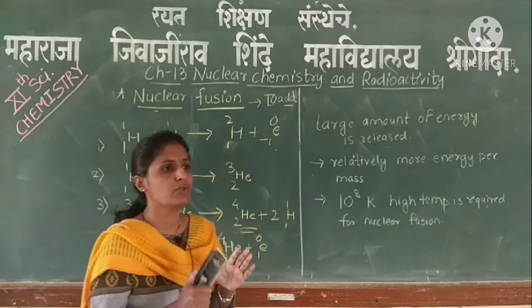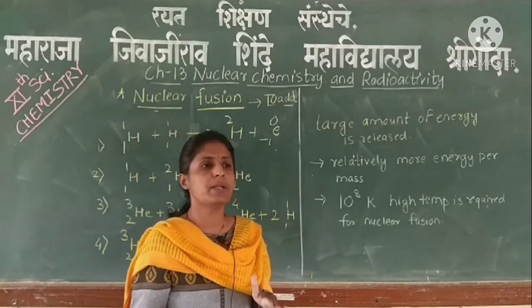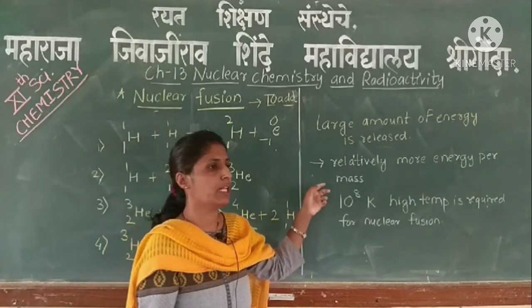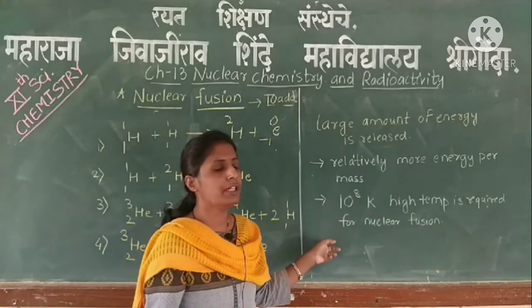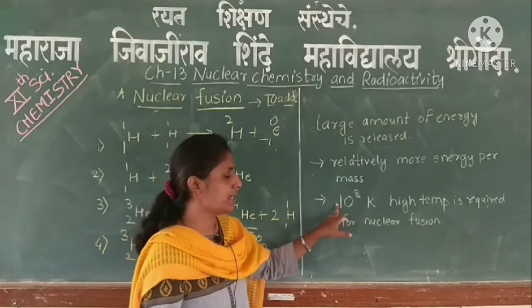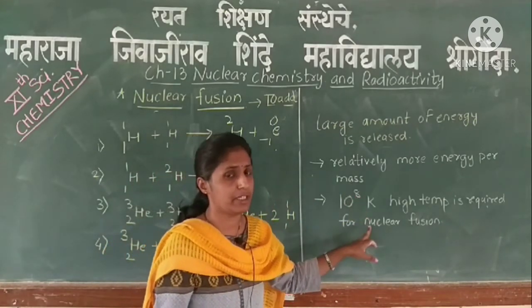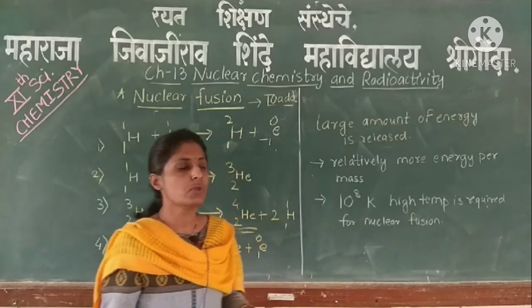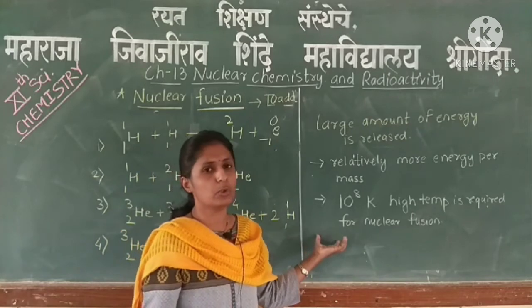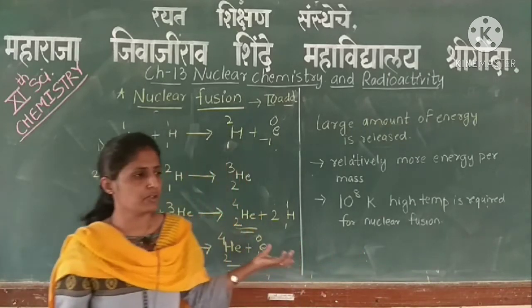and compare whether we get more energy from nuclear fusion or nuclear fission, you will see that from nuclear fusion you will get more energy. But the only drawback is that nuclear fusion requires very high temperature, that is 10 raised to the power 8 Kelvin. It is a very high temperature, so this is the drawback of nuclear fusion. Okay, you can see this disadvantage.